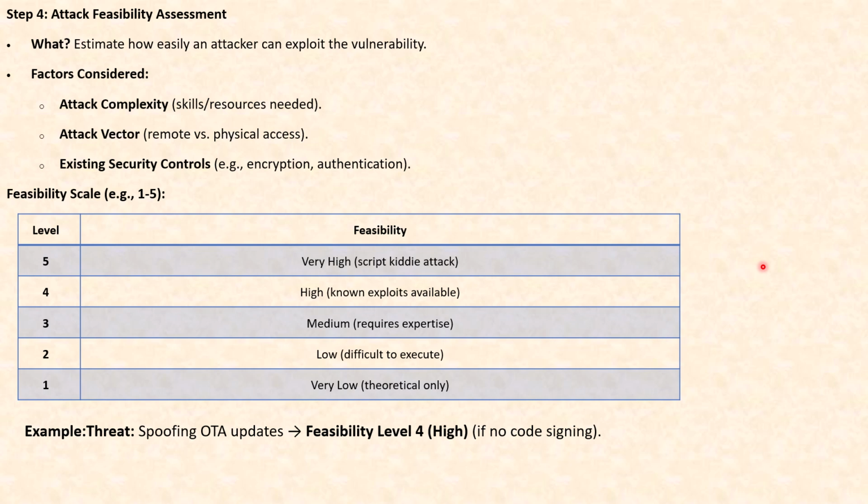Okay, so I hope everybody understands how attack feasibility is assessed. All right, let's go to the next step.